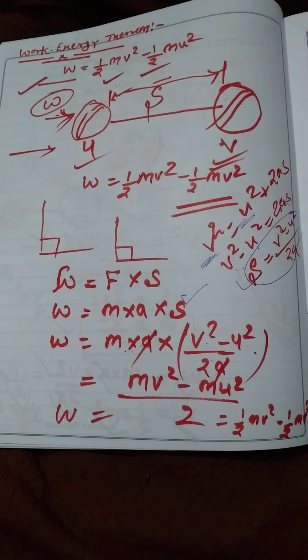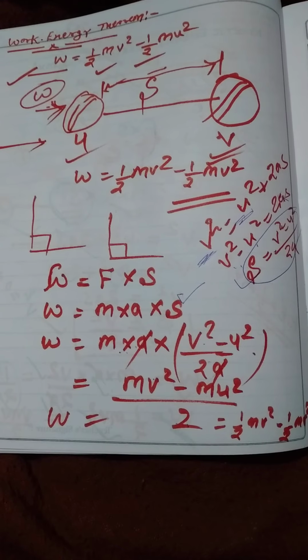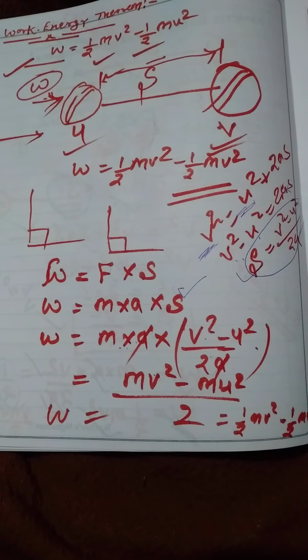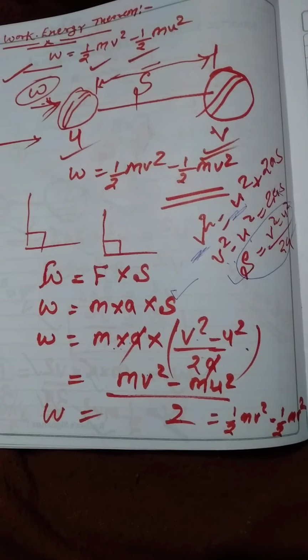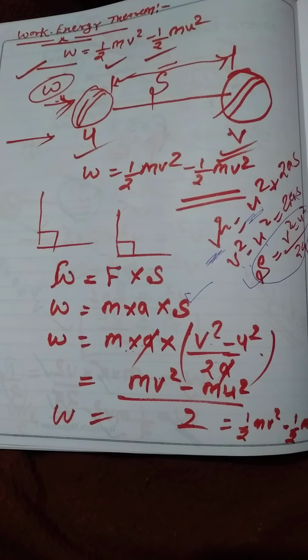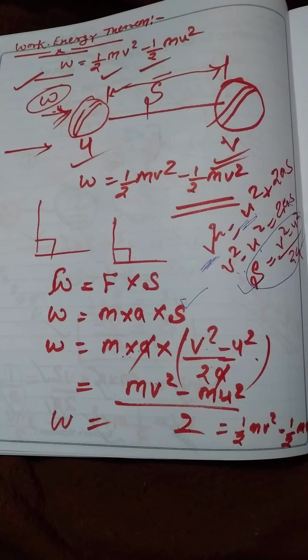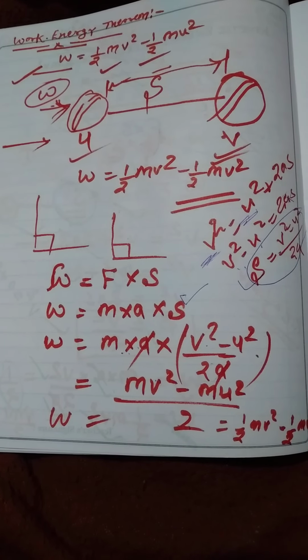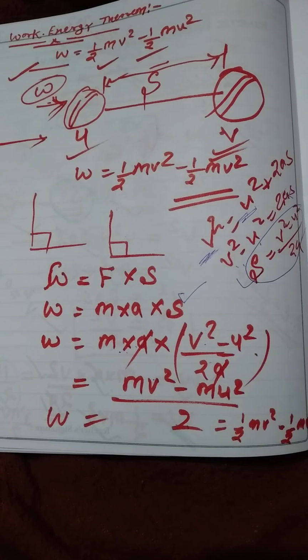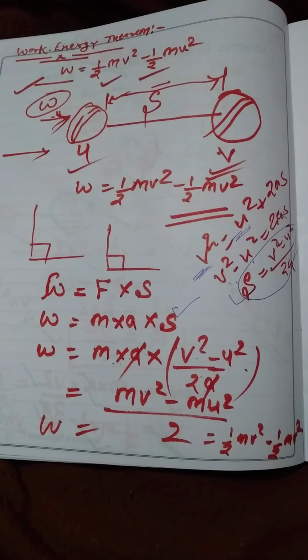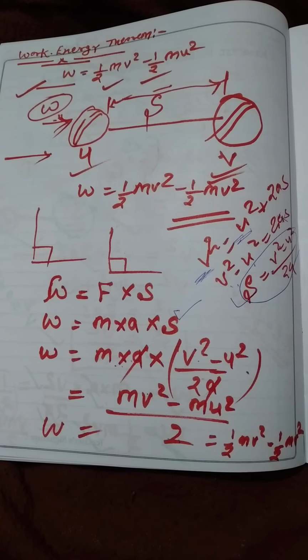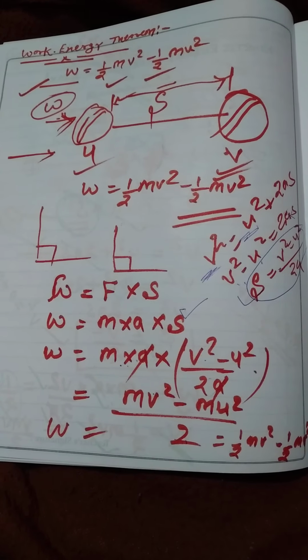Today I am going to discuss the work energy theorem. The work energy theorem means that the change in kinetic energy is known as work done. Change in kinetic energy means, in this case, the object remains in motion when we apply a force on the object.